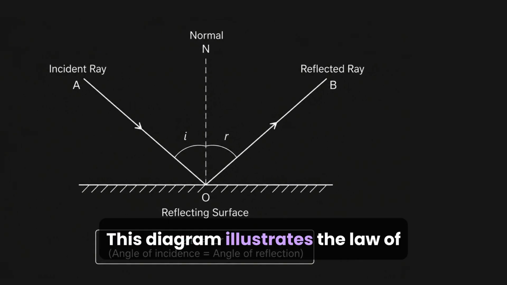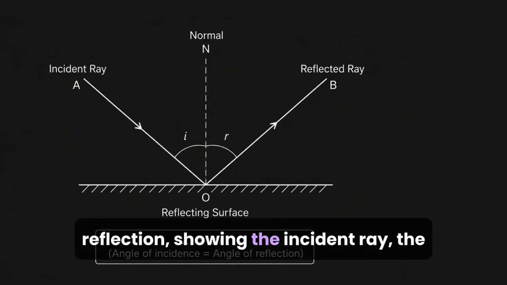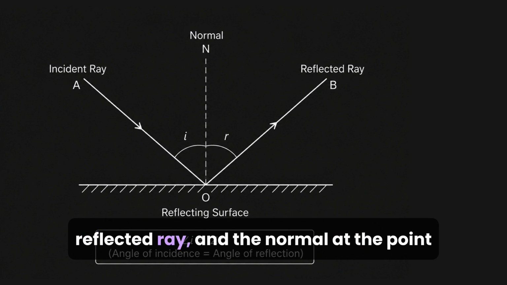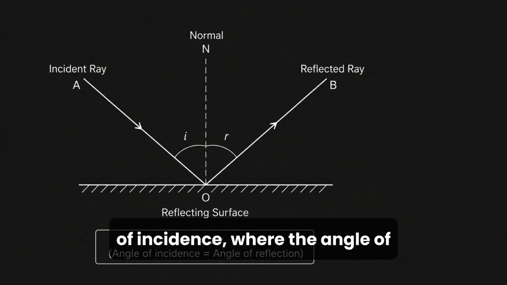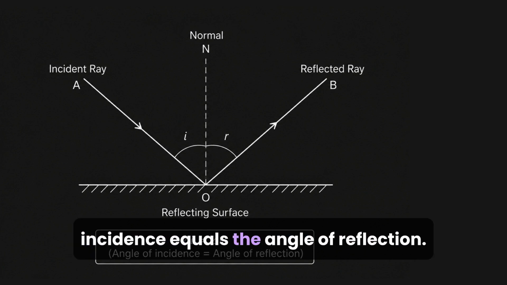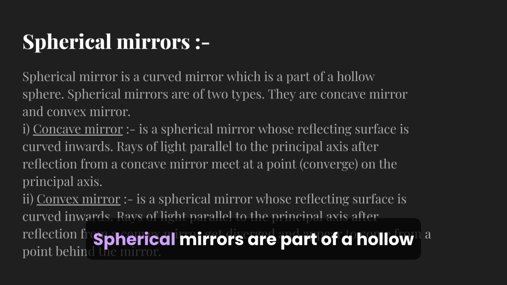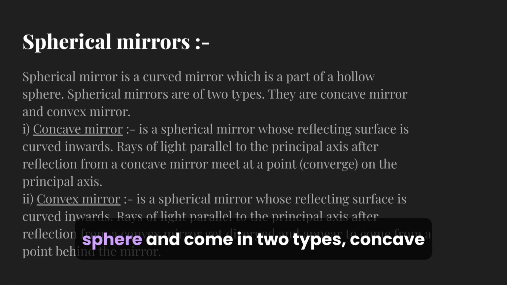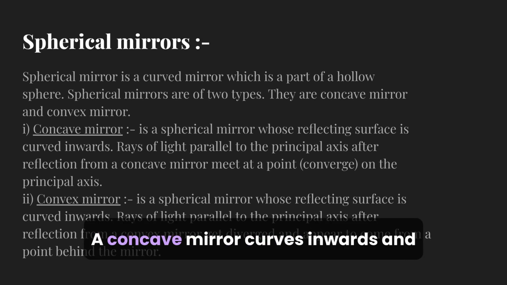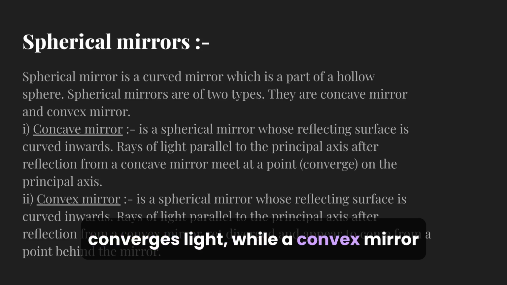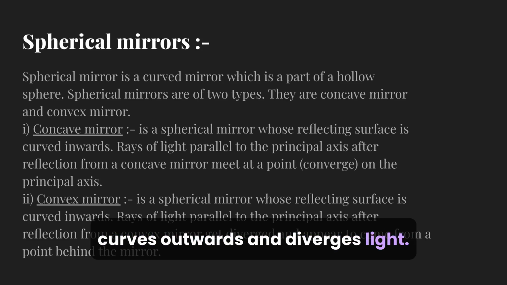This diagram illustrates the law of reflection, showing the incident ray, the reflected ray, and the normal at the point of incidence, where the angle of incidence equals the angle of reflection. Spherical mirrors are part of a hollow sphere and come in two types: concave and convex. A concave mirror curves inwards and converges light, while a convex mirror curves outwards and diverges light.